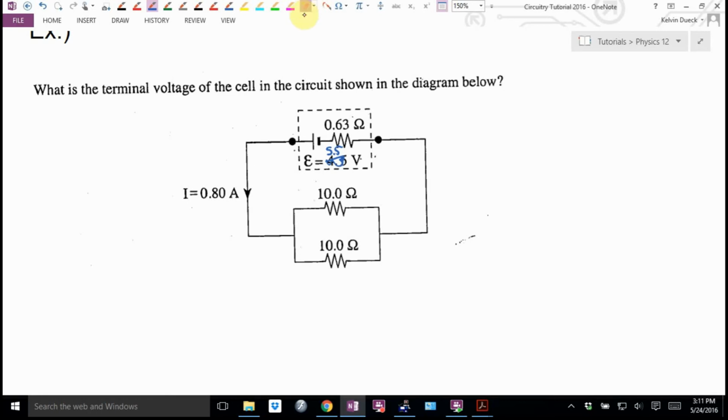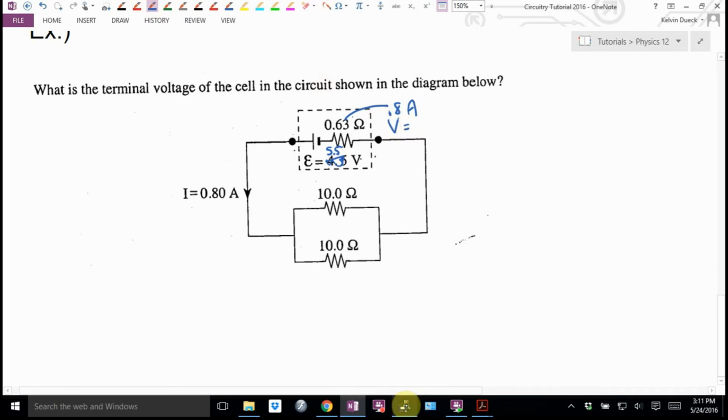So how many amps right here? 0.8. How many amps right here? How many amps flowing through this 0.63 ohm resistor? Jake, loud and proud. Hang on a second. How many volts do I lose going through this? Because now I know 2 things. I can tell you how many volts I lose going through that little internal resistor. It's going to be I times R.